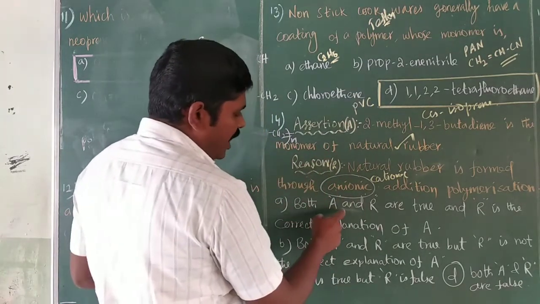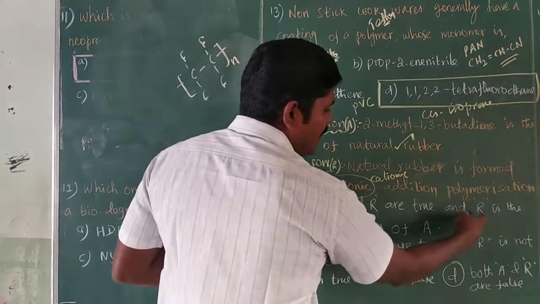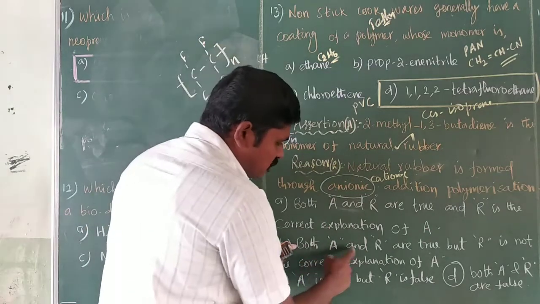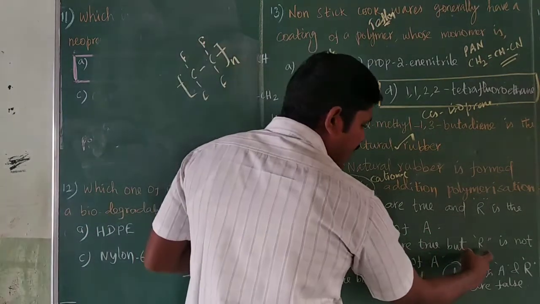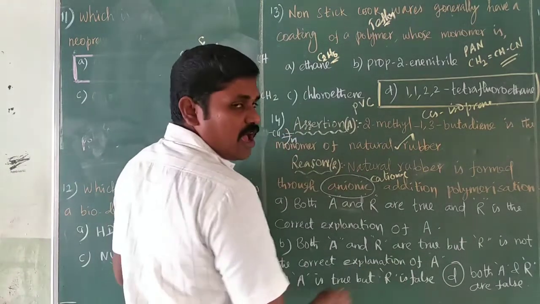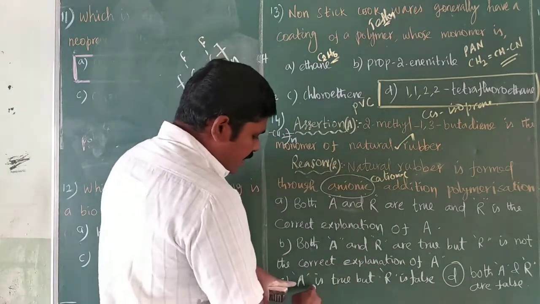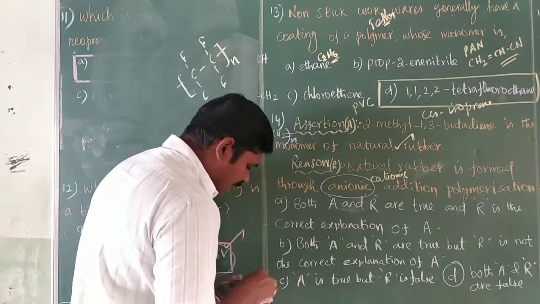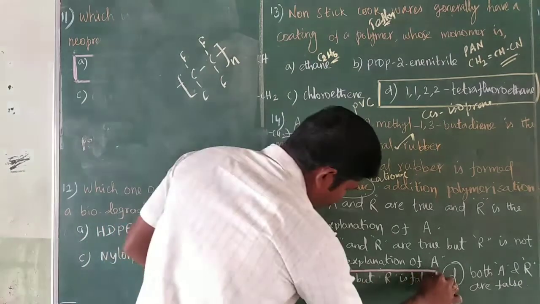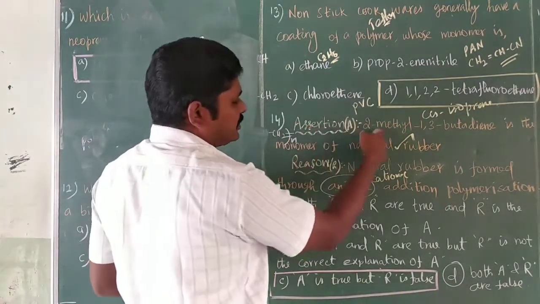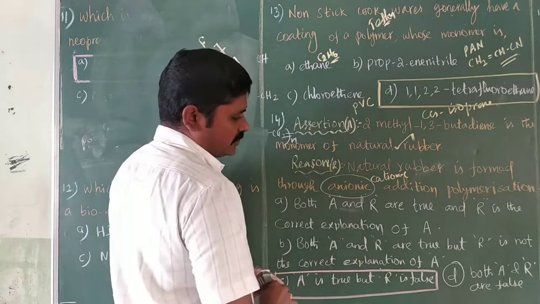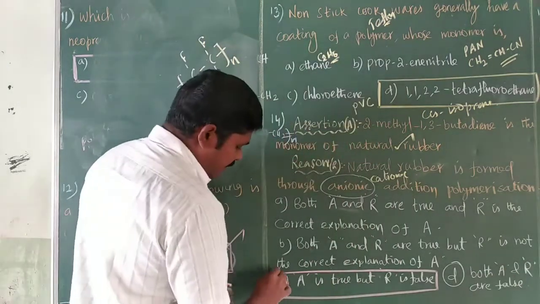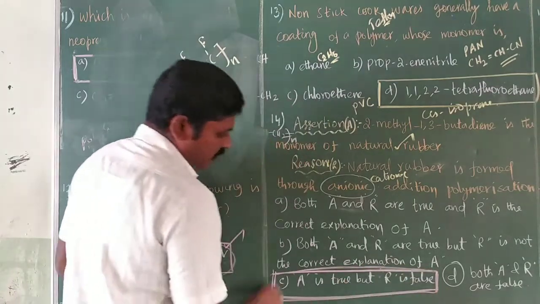Option A, both the assertion and reason are true, and the reason is the correct explanation of the assertion. It's a wrong answer. Both assertion and reason are true, but the reason is not the correct explanation of the assertion. It's a wrong answer. The assertion is true, the reason is false. It's a correct answer. Right? So the assertion is correct, the reason is wrong, false. Both assertion and reason are false. The wrong answer. So option C is the correct answer. Right?